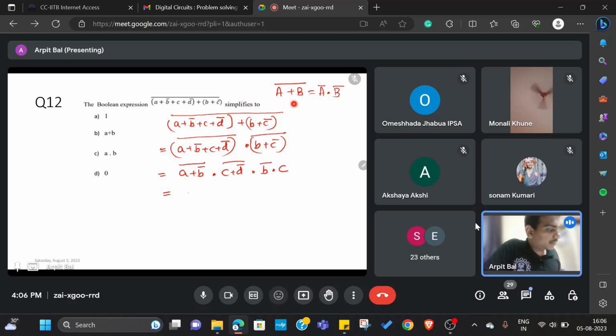That will again simplify as A bar plus B plus C bar plus D dot B bar dot C. So here you can see that we have the variable in both complement as well as non-complement form. Whenever we have x dot x bar, the equation reduces to 0. So the final answer is 0. So D is the correct option.